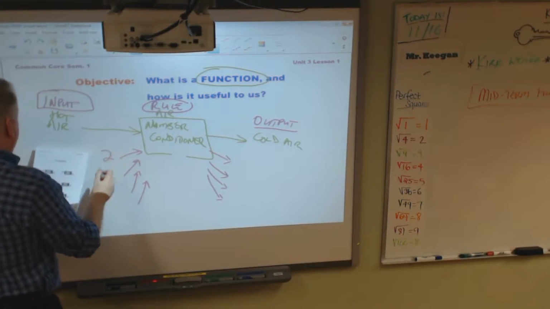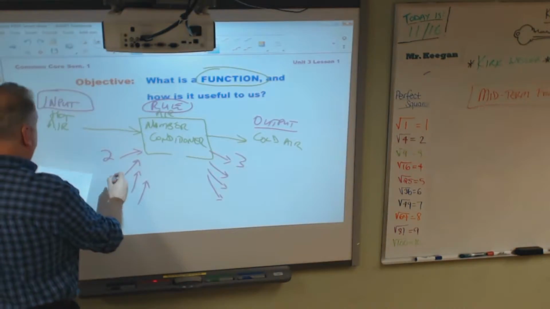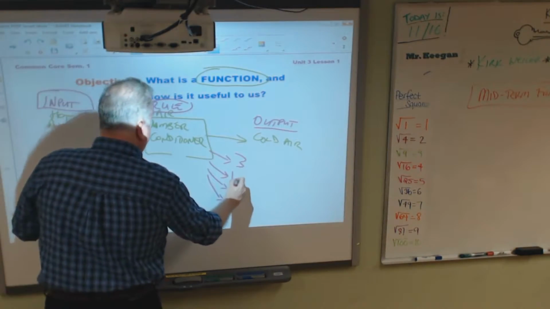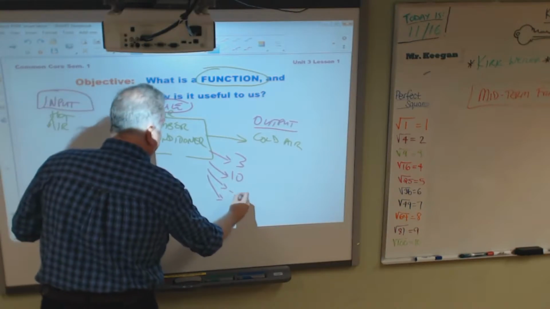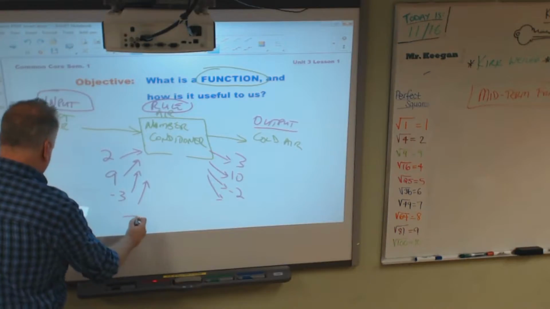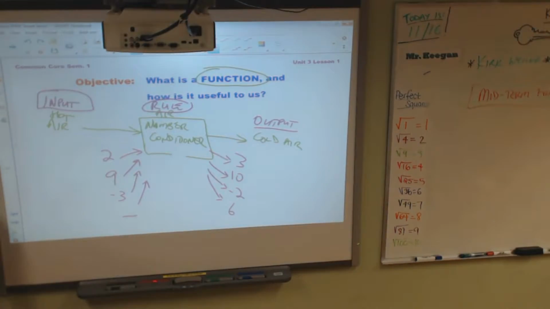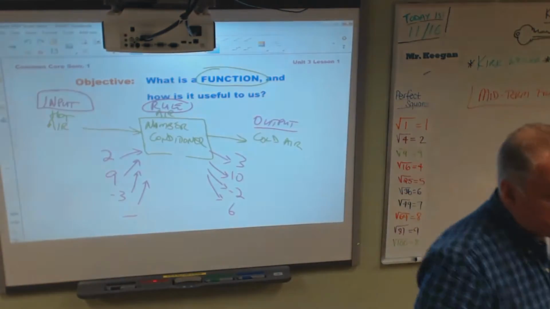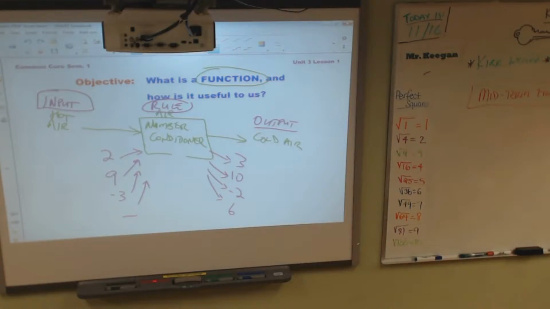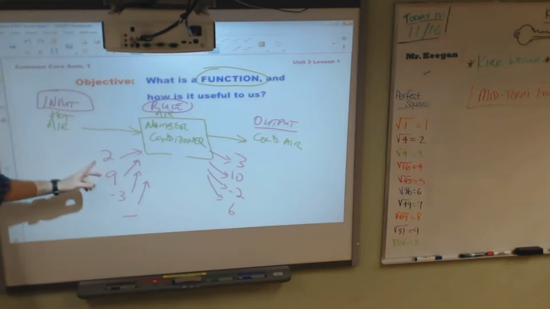Number 3. You put a 2 in and you get a 3 out. You put a 9 in, you get a 10 out. You put a negative 3 in, you get a negative 2 out. You put a blank in and you get a 6 out. So what is the function doing here? Plus 1, good.